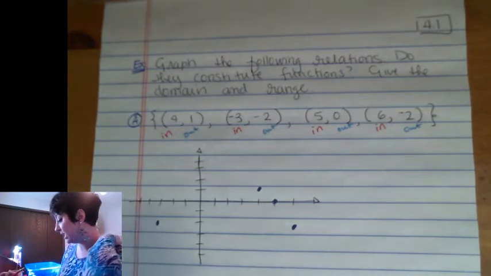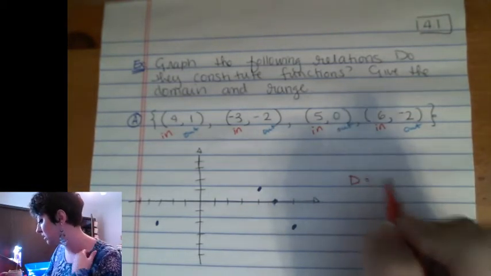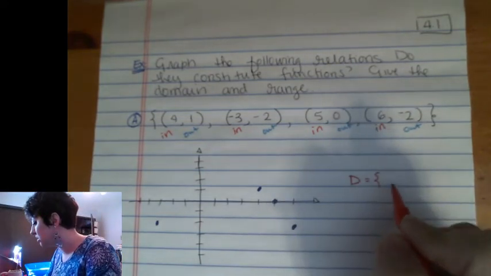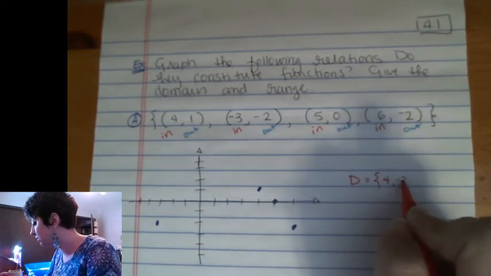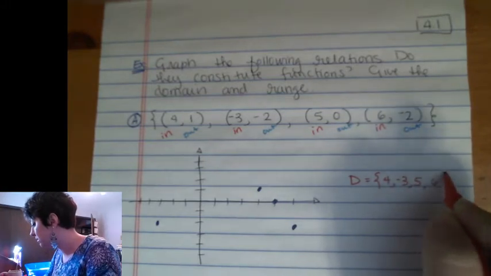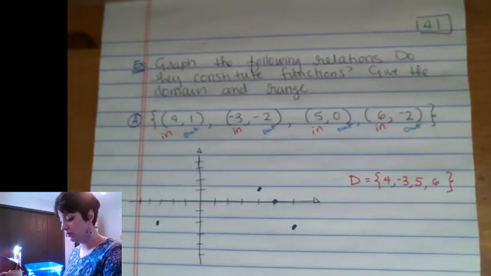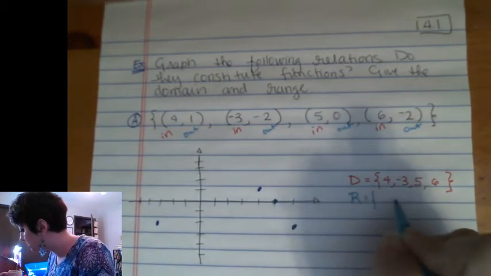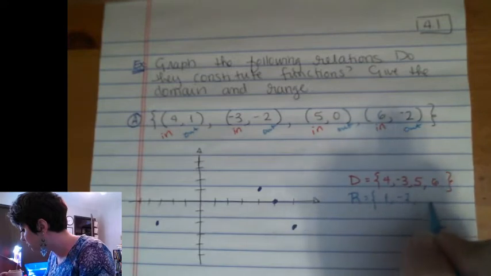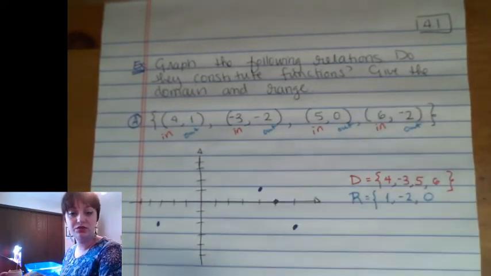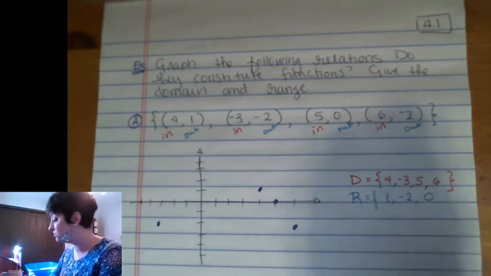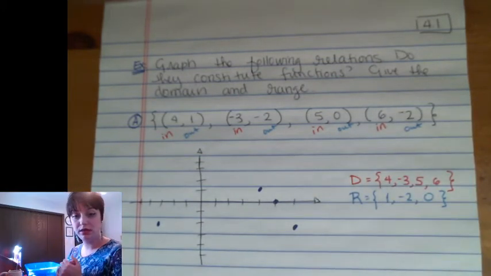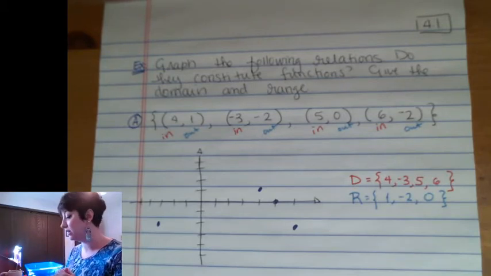Now the domain is all the stuff that goes in. So 4, -3, 5, and 6, right? The range is all the stuff that comes out. So 1, -2, 0, and then -2 again. I don't actually have to list -2 twice. I can just list it the one time. All right, so there's my graph. There's my domain and range.